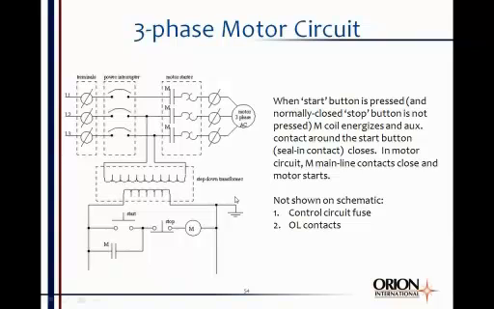Okay. Now, they left a few things out of the schematic. There's no control circuit fuse. Typically, there's going to be a fuse in this control circuit. And they also left out these overload contacts. We show the overload heaters up here, but we don't have any overload contacts in the control circuit. They just didn't show them for simplicity's sake. Okay?